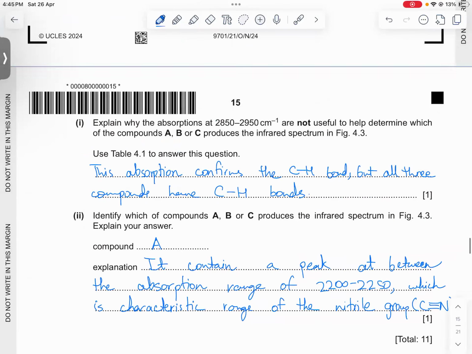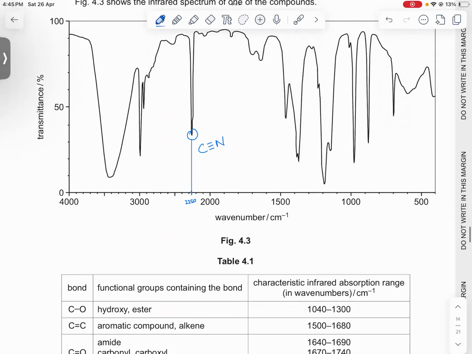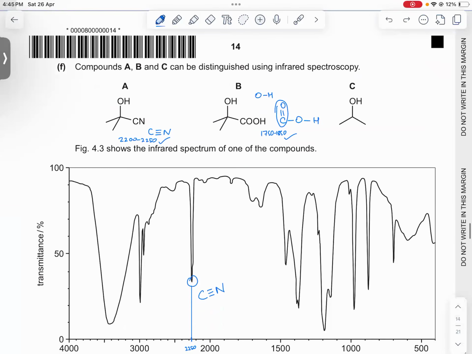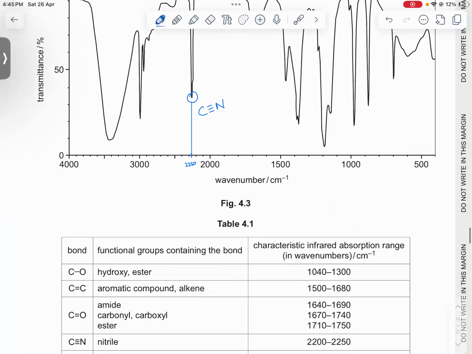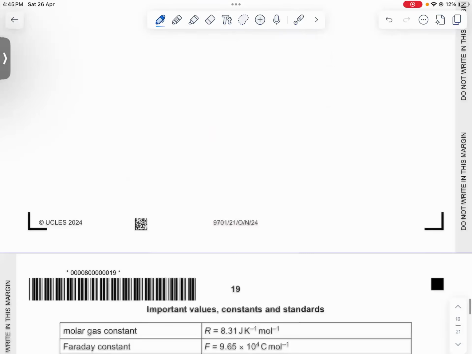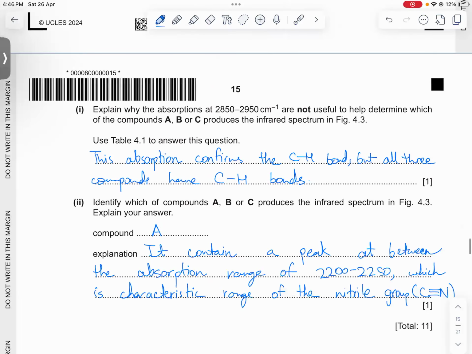In this question, the OH could not help us out because OH was present in all three compounds. So we couldn't really differentiate on the basis of OH. All right. And with that, this past paper is completed. I hope you guys understand. Let me know if you have any questions.